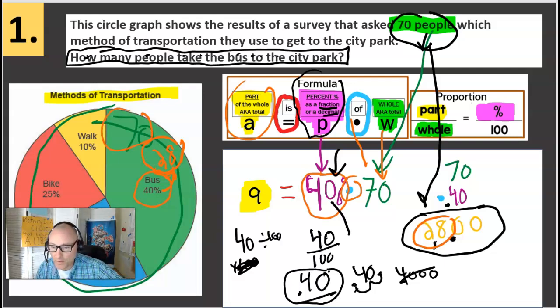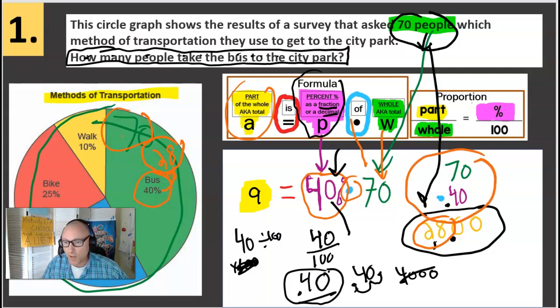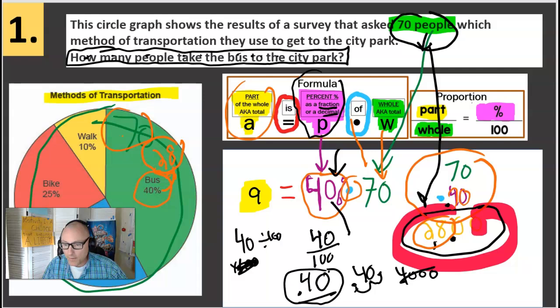And what was I going to say over here? Oh yeah, that's it. Decimal digits. How many decimal digits do we have when we're multiplying 70 times 0.40? 1 decimal digit, 2 decimal digits. So how many decimal digits should we have in our answer right here? 1 decimal digit, 2 decimal digits.